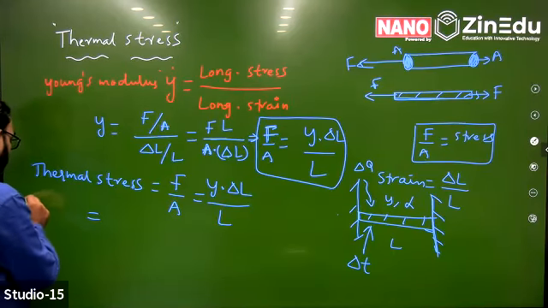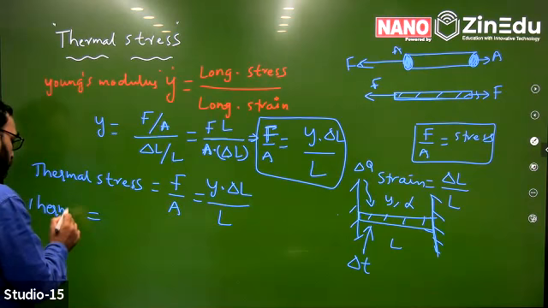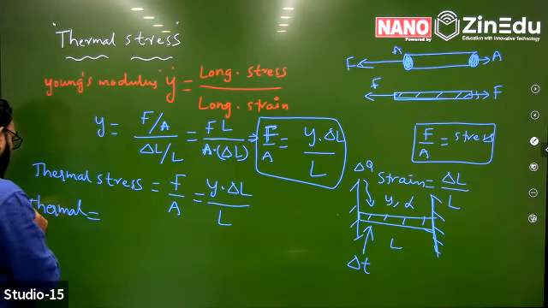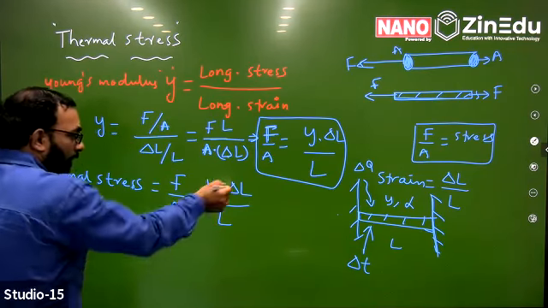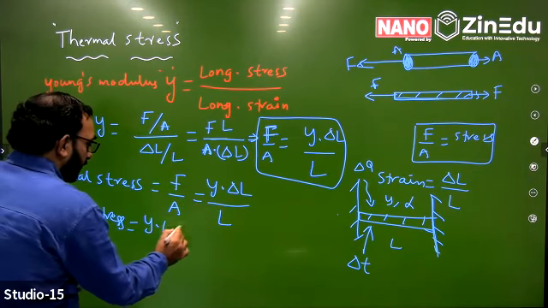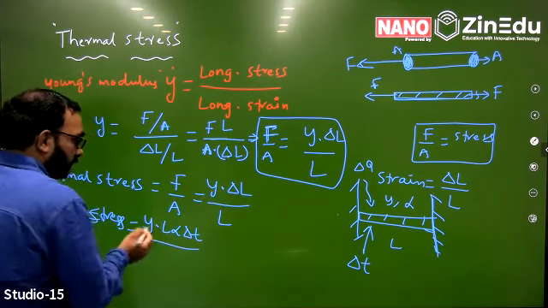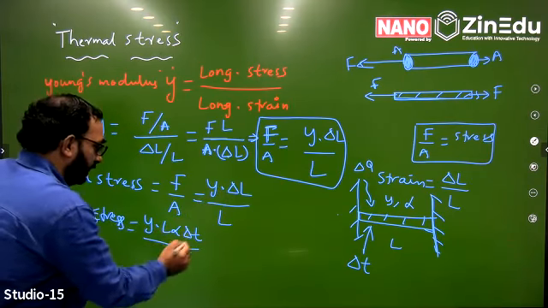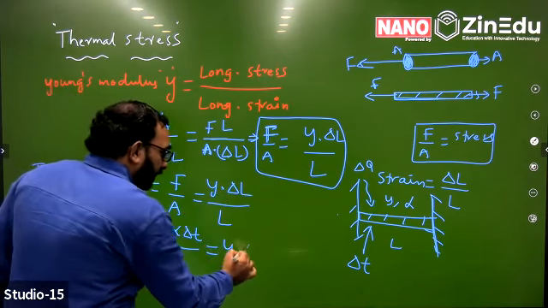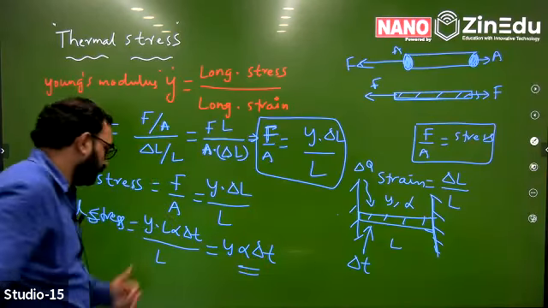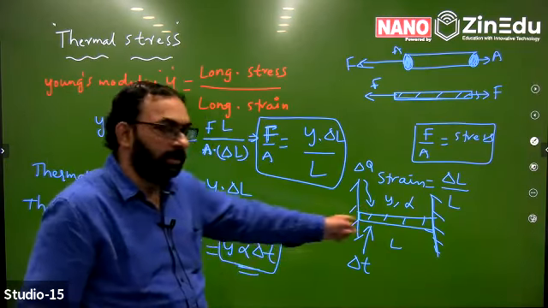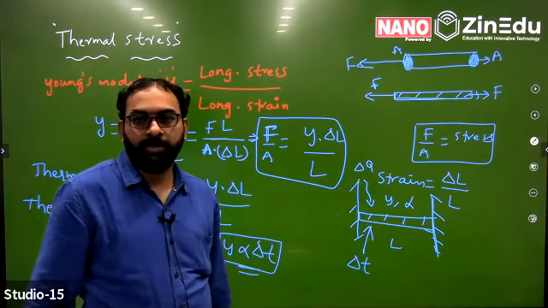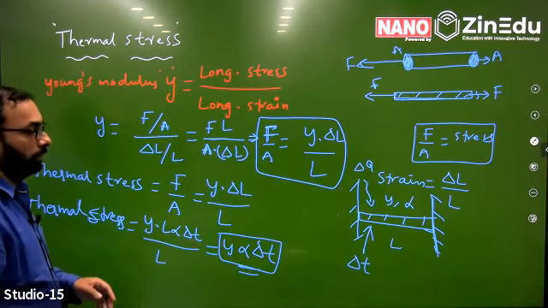Thermal stress equal to Y delta L by L. Y into delta L, where from the concept of linear expansion delta L is L alpha delta T, divided by L. So it is Y alpha delta T. This is the thermal stress: Y, Young's modulus of the material, alpha, linear expansion coefficient, delta T, rise in temperature. So this is the thermal stress acting on the rod.